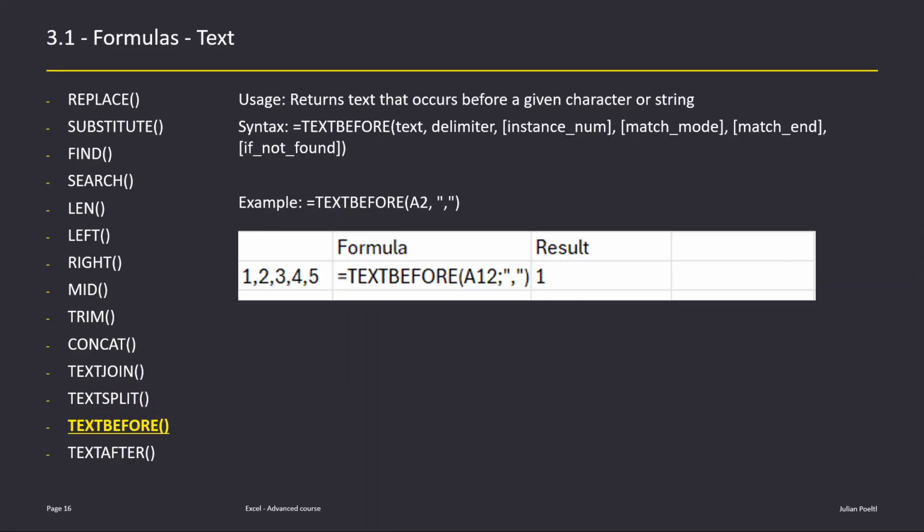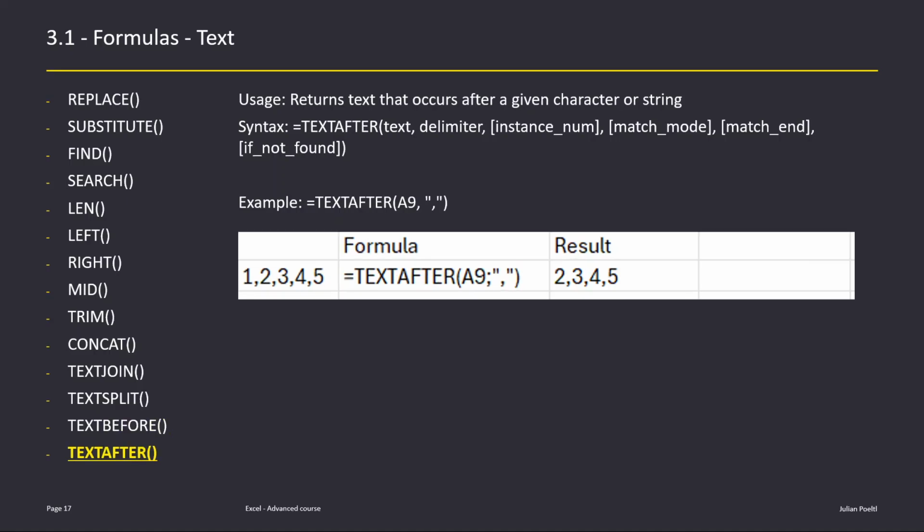With TEXTBEFORE, you can return the text before a given character or string occurs. For example, here text before the first comma will hand out 1, and here text after the first comma is the same, but the text after the first occurrence of the delimiter you search for. So in this case 2, 3, 4, 5, so everything after the first comma here.